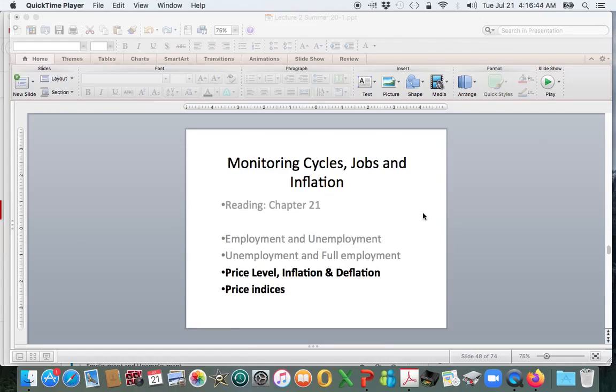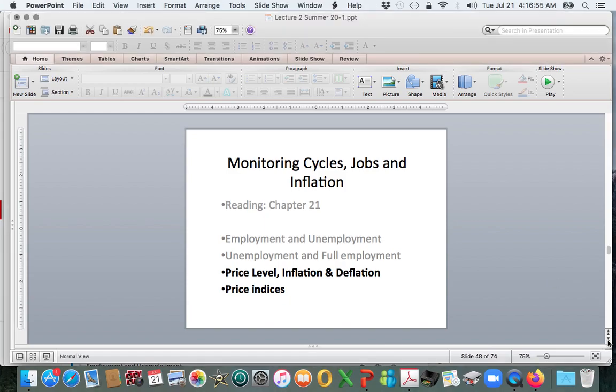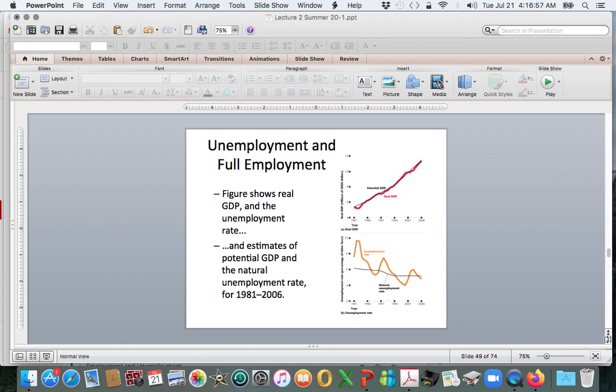Hello, everybody. Welcome back. As we go through the second part of unemployment and full employment, carrying forward from our previous lecture, I hope you'll recall this diagram where we talked a little bit about the gap created between potential GDP and real GDP and how the estimates differ. This is an older version. You're welcome to look at the newer version in the textbook.